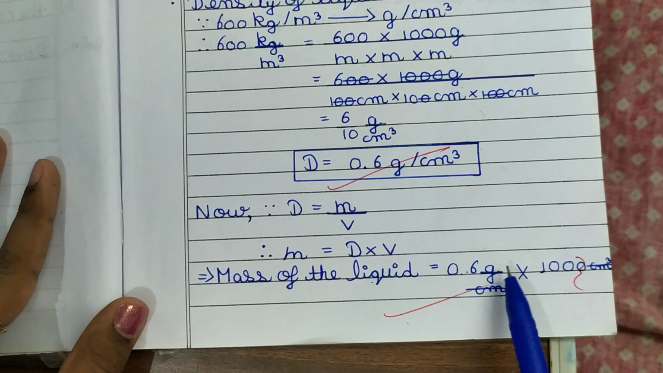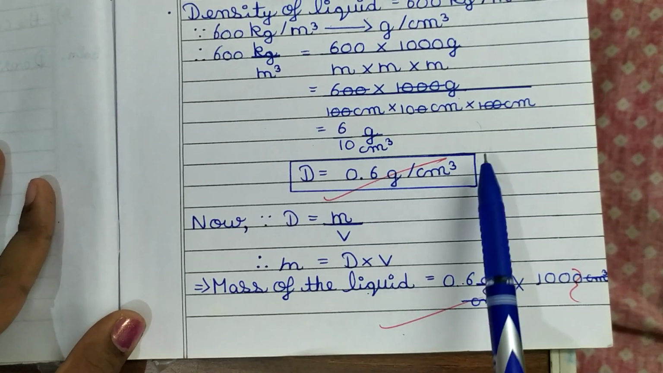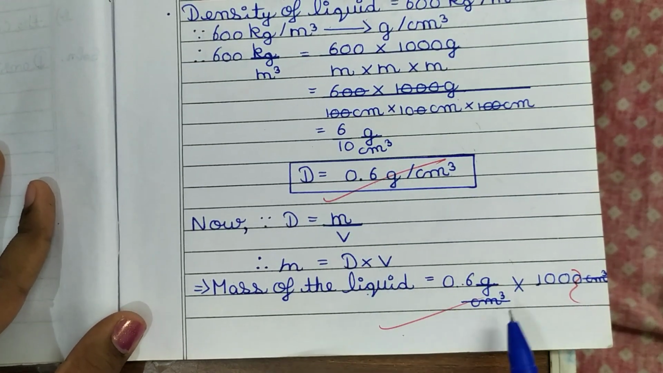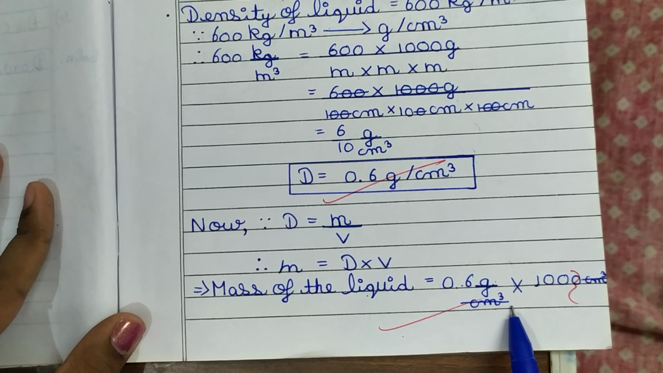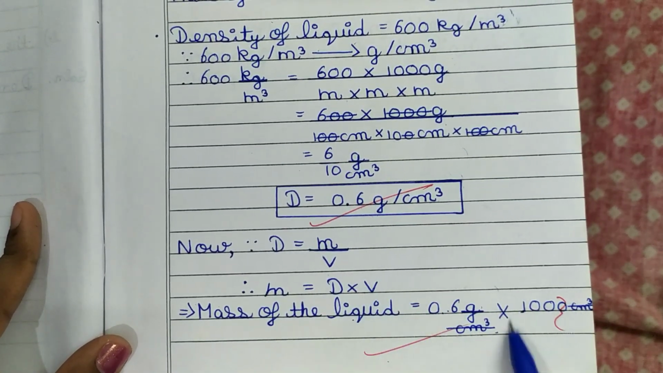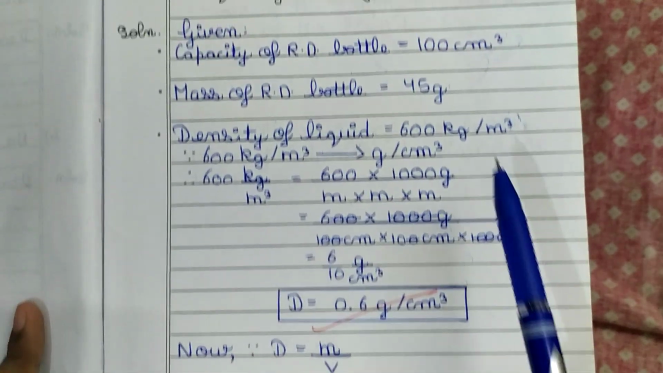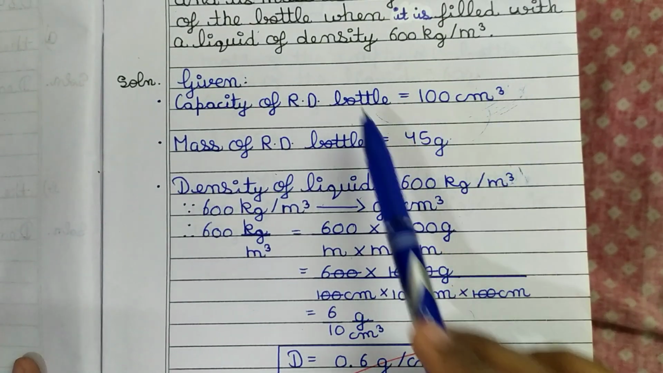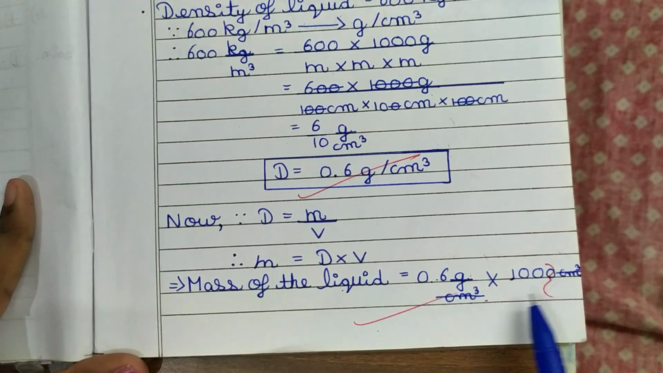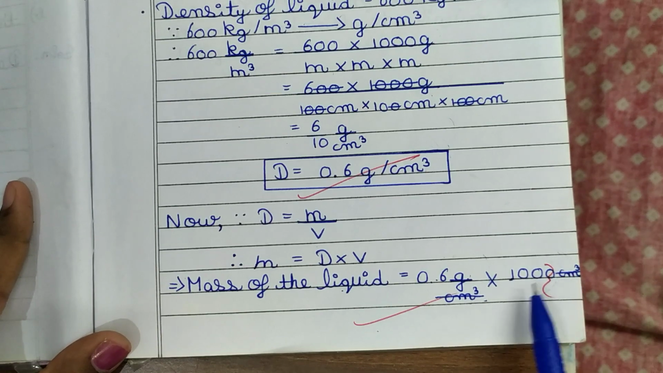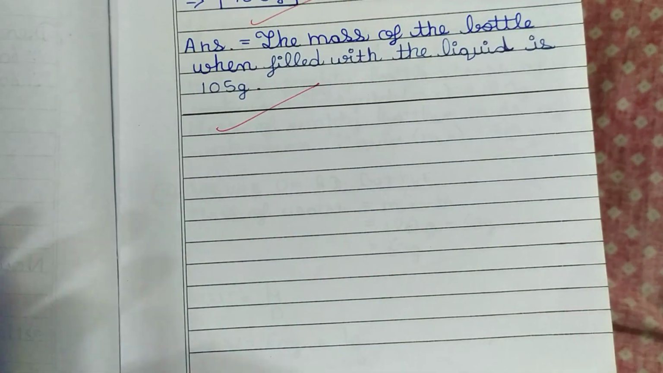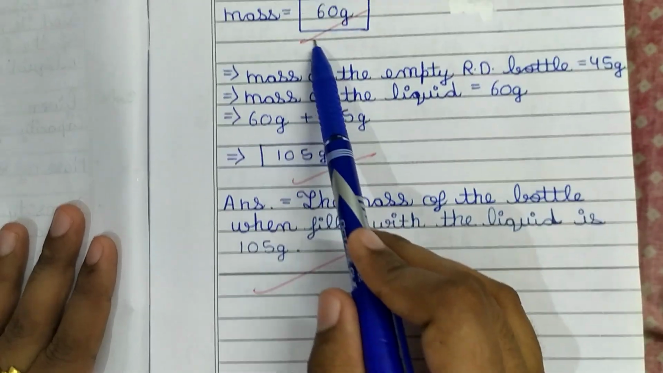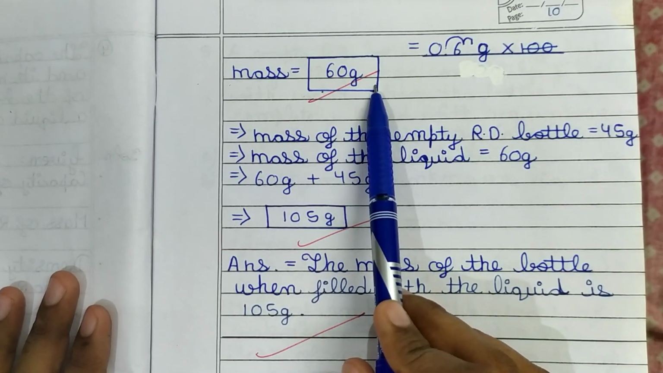Mass of the liquid is equals to density of the liquid, which you have already converted, 0.6 gram per cubic centimeter, into volume of the liquid. Volume of the liquid will be the same as the volume of the bottle, that is 100 cubic centimeter. Now cubic centimeter gets cancelled, and after solving you will get mass of the liquid is equals to 60 grams.